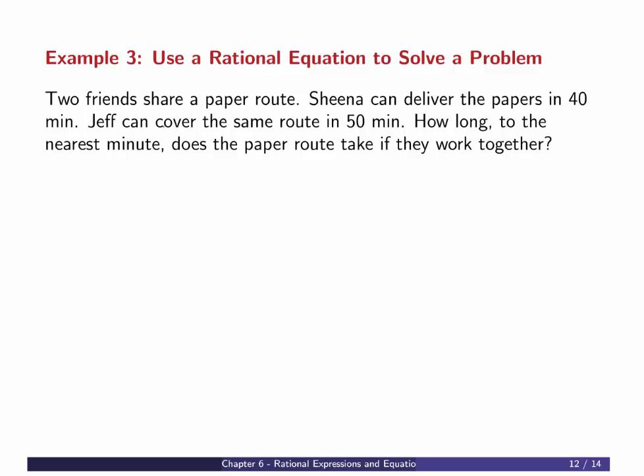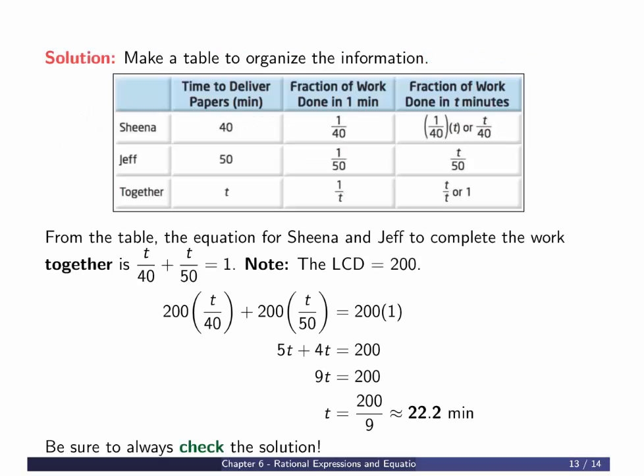Right there you have a rate. Okay, you don't know the distance, but as you can see in my solution, the time it takes together, let's call T. This is in minutes. Jeff does it in 50. Sheena does it in 40.